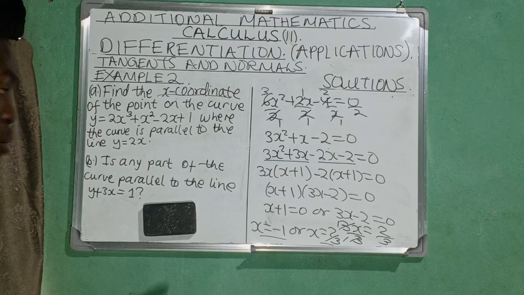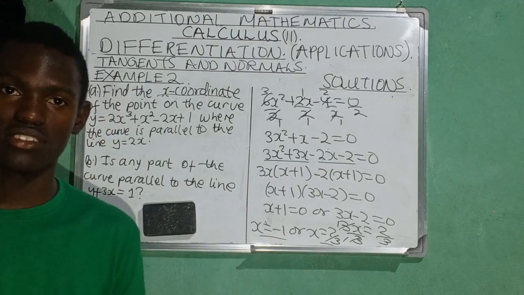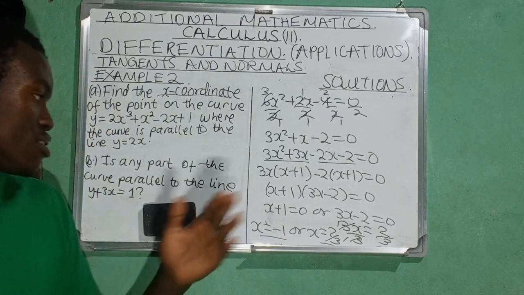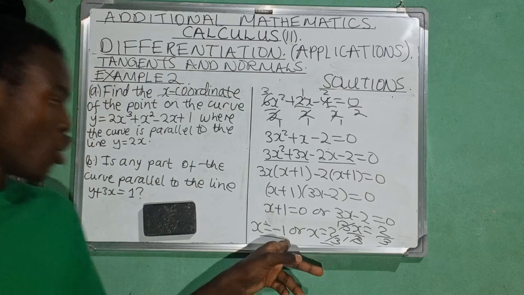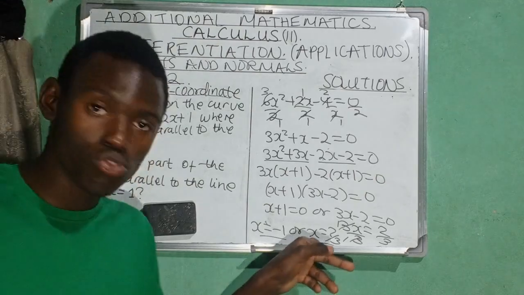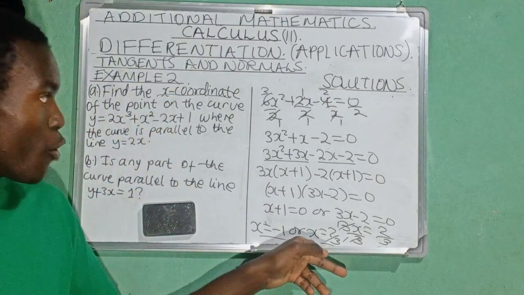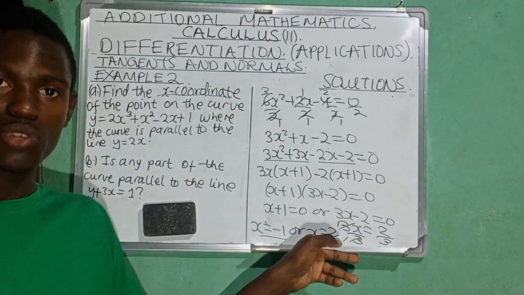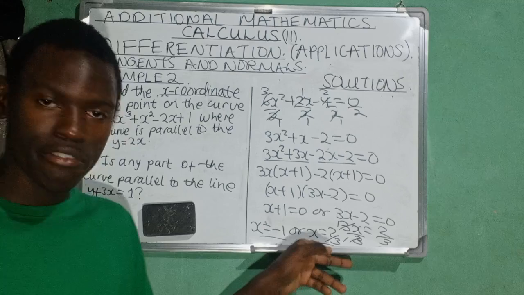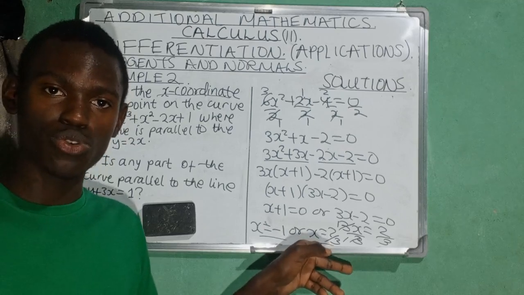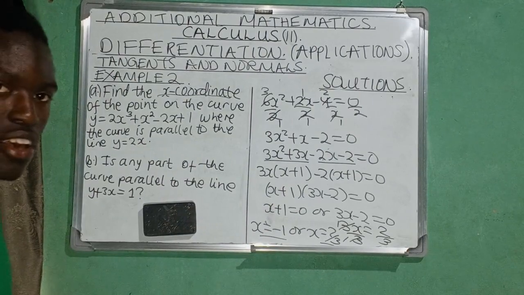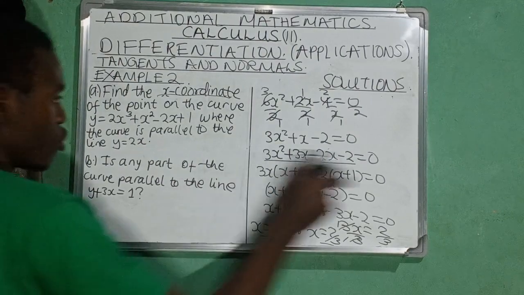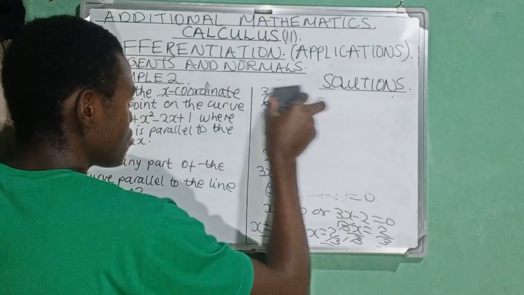Of the points, we have found two x coordinates. It is either at the point where x is equal to -1 or the point where x is equal to 2/3. If we substitute this into our dy dx, we are going to have dy dx is equal to 2, which is the gradient right here for the line y is equal to 2x. So we can clean up like that.